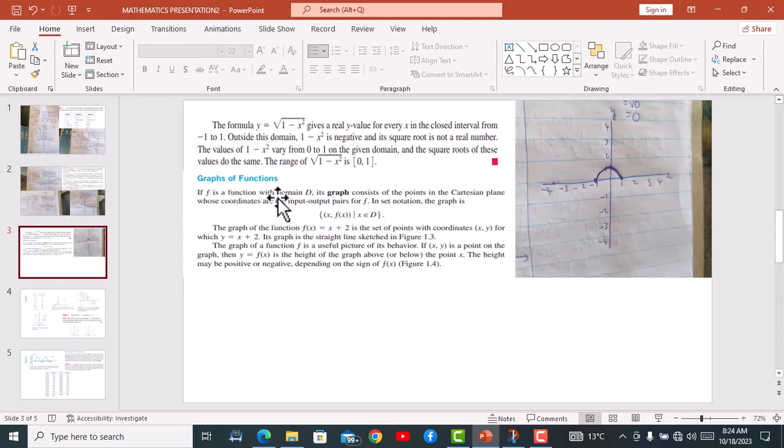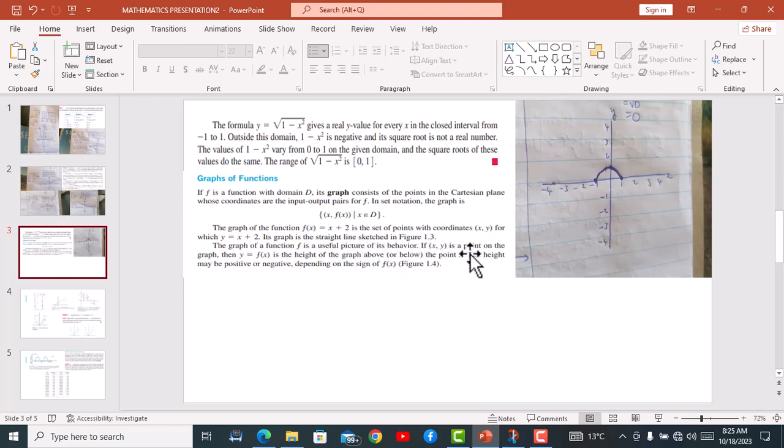If f is a function with the domain D, its graph consists of the points in the Cartesian plane whose coordinates are the input-output pairs of f. Okay, that's fine. The graph of the function f at x equals x plus 2, which is a straight line, is a set of points with the coordinates x and y, for which y equals x plus 2. Okay, that's fine. Its graph is the straight line sketched in that figure. That is fine. The graph of the function f is a useful picture of the behavior.